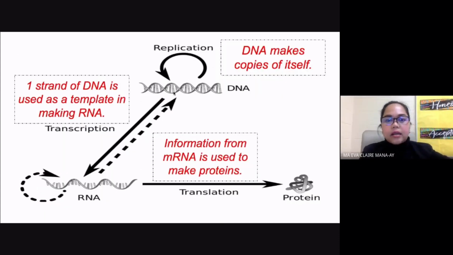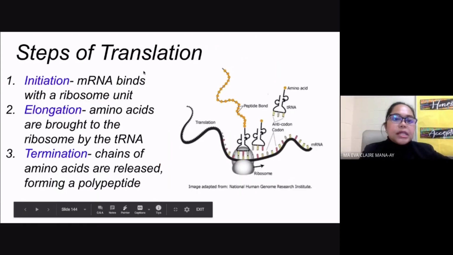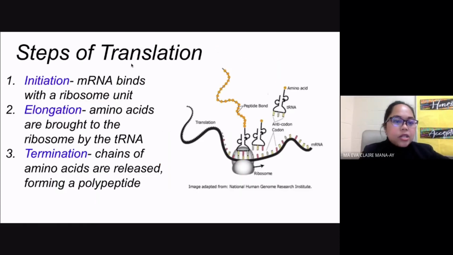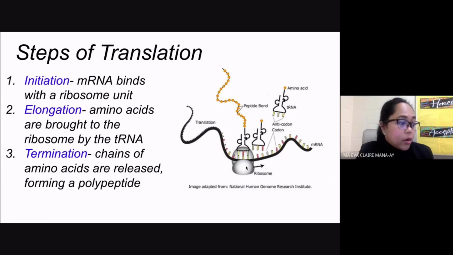Okay, now again, going back to the chart that we have here, your illustration here: DNA replication, then transcription, then translation. Now, the different steps of translation. Again, translation is the making of proteins out of your RNA. There will be initiation, there's elongation, and there's termination. In initiation, your mRNA binds with a ribosome unit. Okay, so your mRNA binds with your ribosome. Again, remember your ribosome is where your proteins are going to be produced.